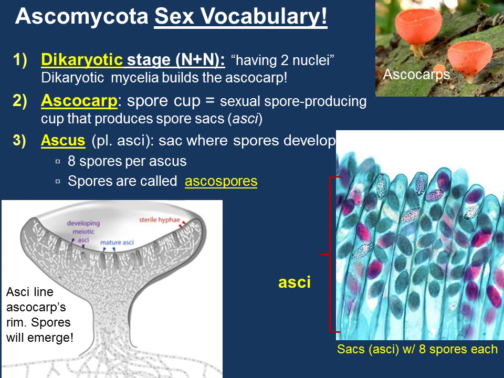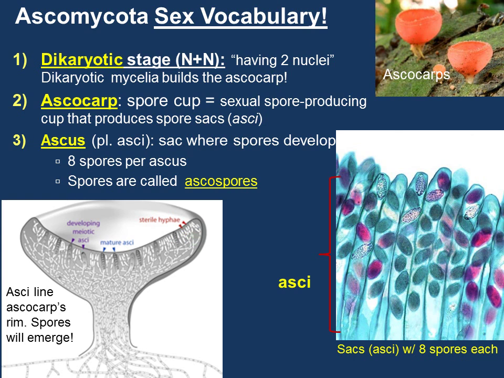Off to the right we can see some asci, those sacs with 8 spores each. So we'll have meiosis go on once, and then mitosis happen once, and end up with 8 spores. We can see in the left-hand picture the asci line the ascocarp's rim, and spores will emerge. So we have developing meiotic spores, and then the mitotic group goes through mitosis, and we see mature asci, and then sometimes we'll see sterile hyphae that don't have any asci in them.